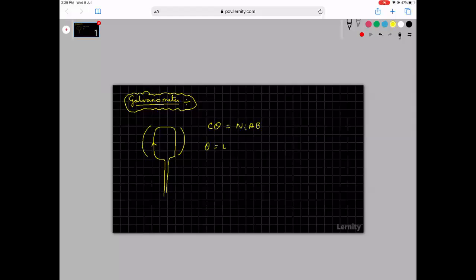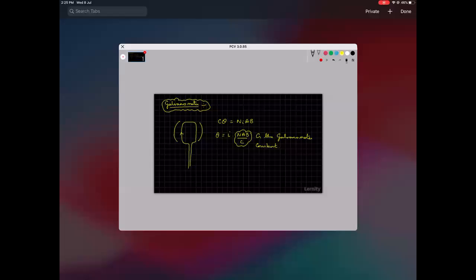This is referred to as G, the galvanometer constant, and it also gives us the sensitivity of the galvanometer. It tells us that for a unit variation in I, what is the variation in θ? That is equal to NAB by C. So the larger the value of NAB by C, the greater is the sensitivity of the device.